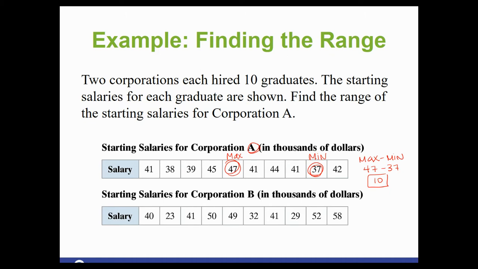Now, while we're looking at this, it only asks for Corporation A, but we're going to do Corporation B too, just to compare it. If we look for our maximum in Corporation B, it looks like our maximum is much bigger. It's 58. And our minimum is 23. So if we do our max minus min, we have 58 minus 23. That's the 35 for range.